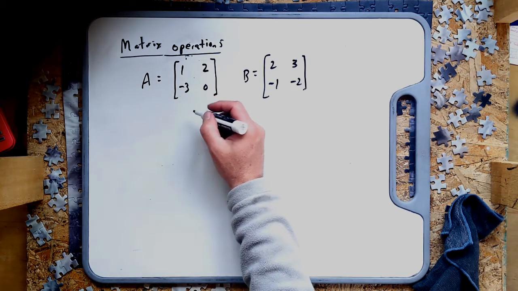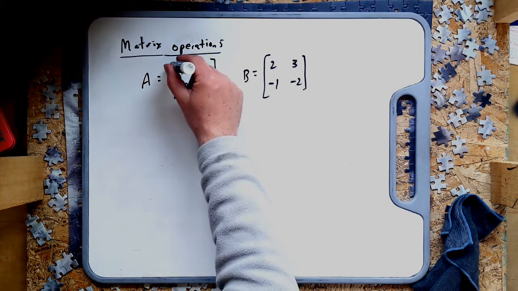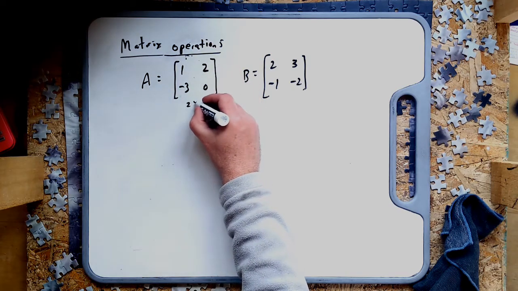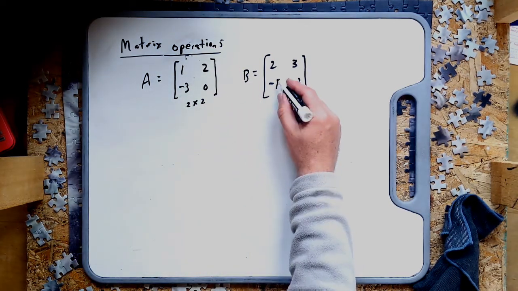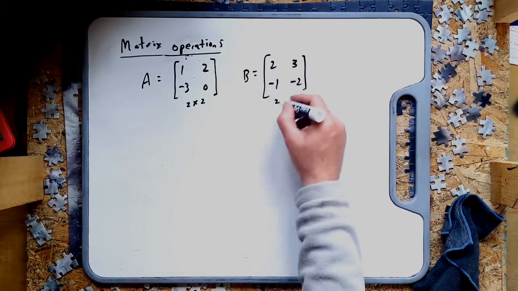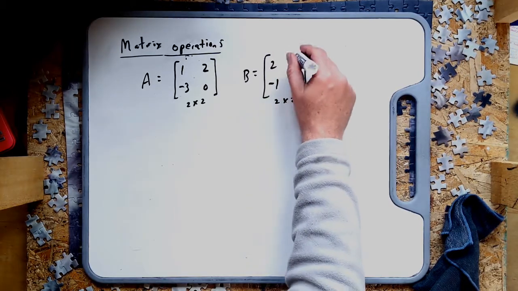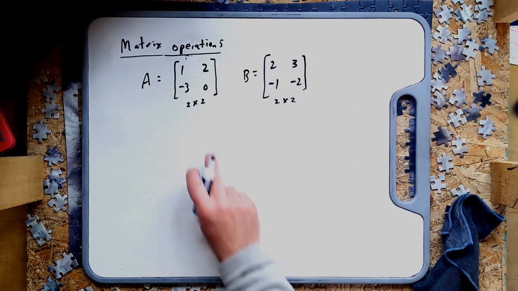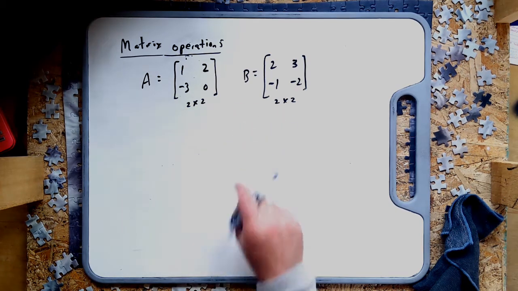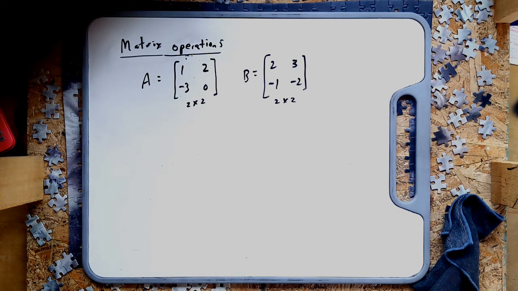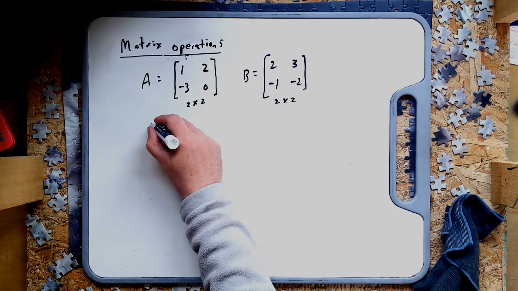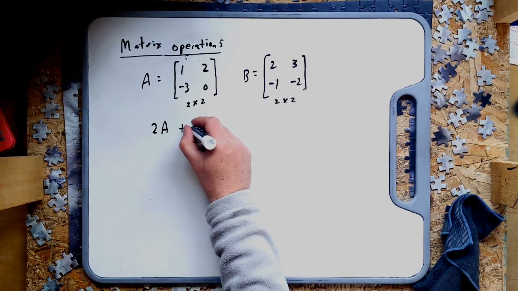First of all, you size the matrices by rows by columns. This is 2 rows by 2 columns. And this is also 2 rows by 2 columns. In order to add them, these matrices have to be exactly the same size, which they are. Okay, so let me start with addition, and I'll do what is called scalar multiplication at the same time. So I'm going to do 2A plus B.